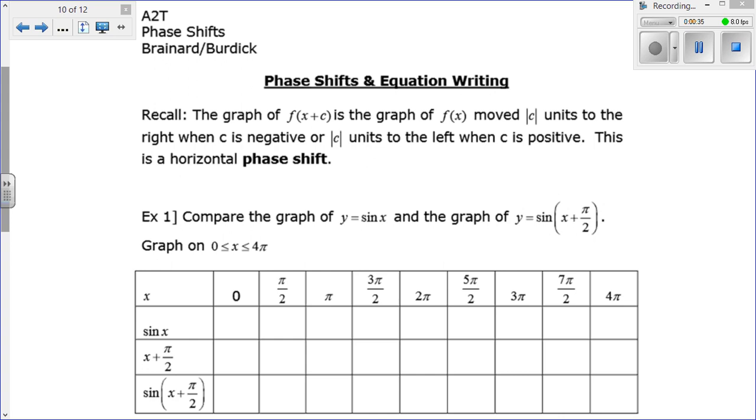So what we're going to do is take our graph and either move it to the left or move it to the right, depending on whether we have a plus or minus inside the parentheses. If it's plus, we move to the left. If it's minus, we move to the right.